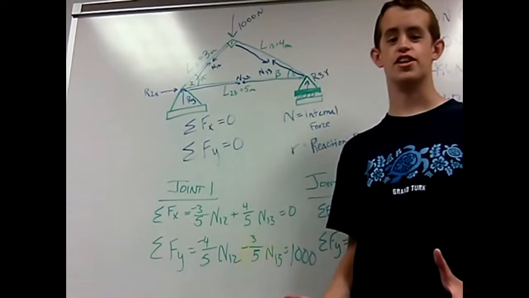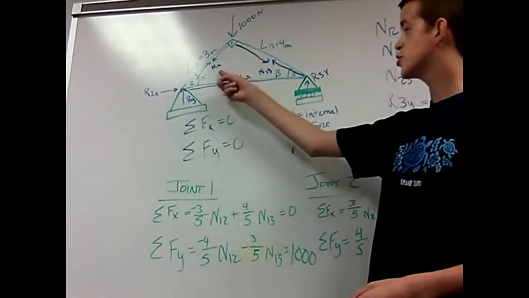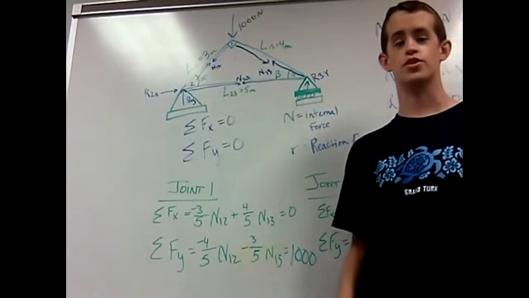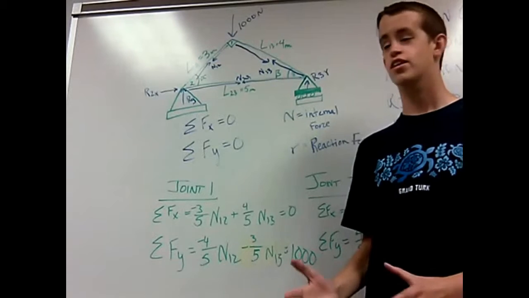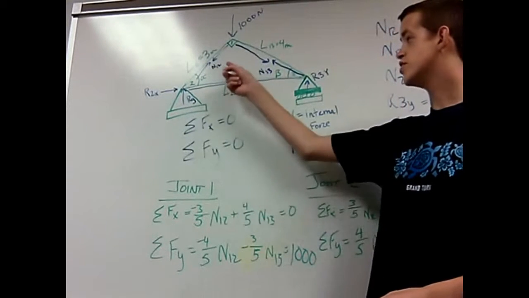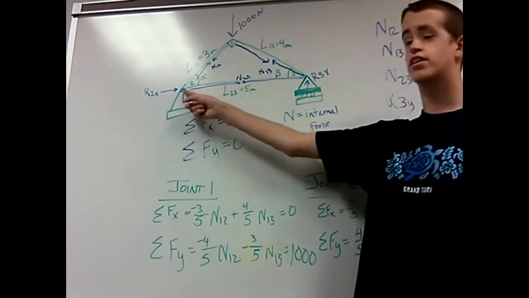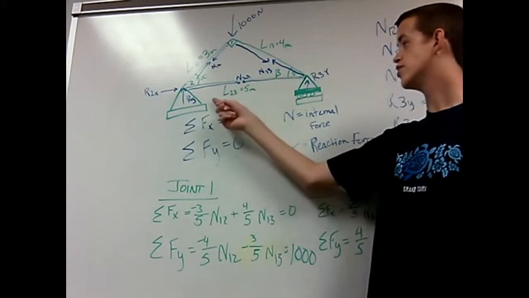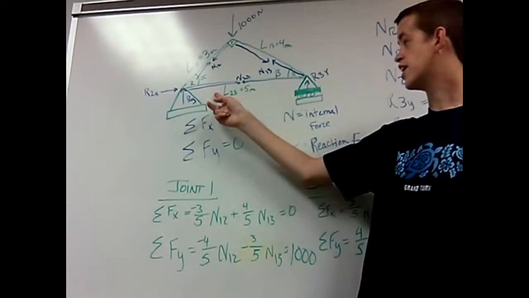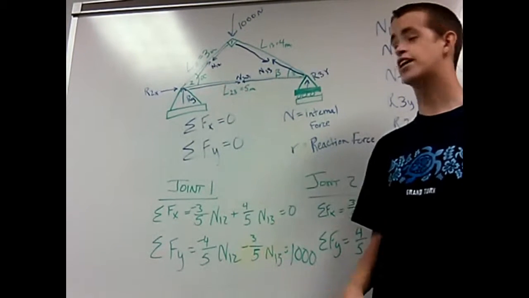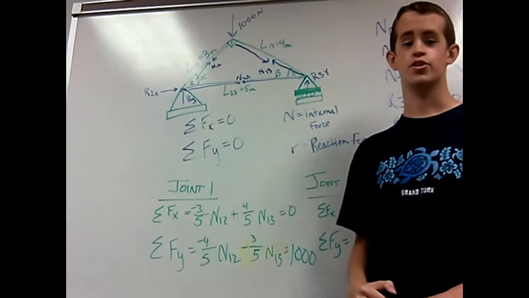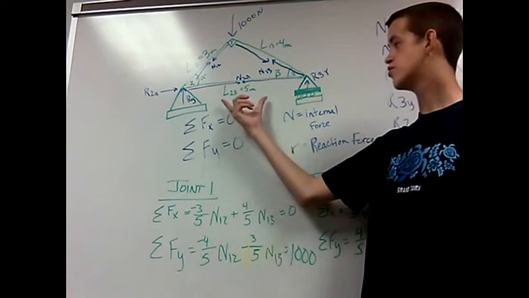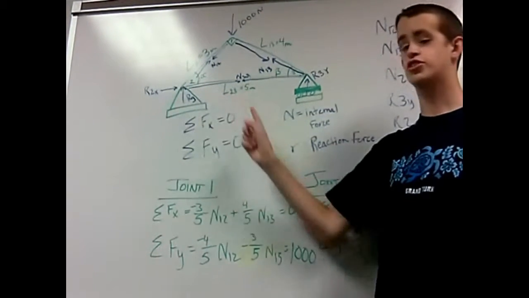As we just figured out, the internal force between joints 1 and 2 and the internal force between joints 1 and 3 are in compression. This means that the internal forces are pushing on the joints, so they're pushing into the joints. Opposite of that is tension, which we found out is in the internal force between joints 2 and 3. This means that the internal force is pulling away from the joints.